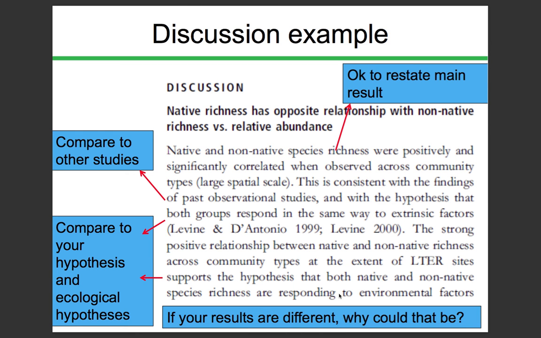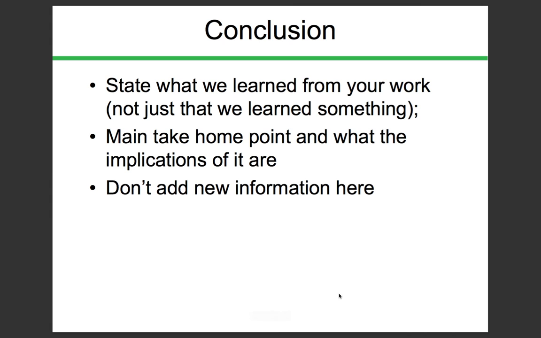So it's okay to restate the main result. You're comparing it with other studies. You're comparing to your hypothesis and ecological hypothesis, and then you're discussing, if your results are different, why could that be different? So for the conclusion, state what we've learned from your work, not just that we learned something. These are where the main take-home points are and what the implications are. Don't add any new information or any new speculation here.